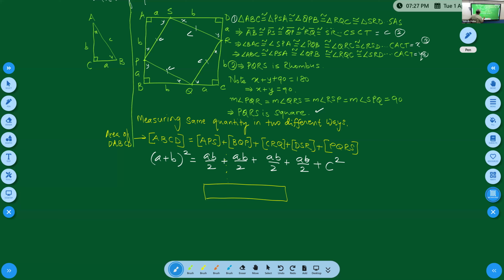Now, if we simplify this, then on the LHS it is A square plus twice AB plus B square, and on the RHS it is half times 4, which is 2 times AB, plus C square. We will observe that the 2AB in the LHS and the 2AB in the RHS get cancelled, and we get A square plus B square is equal to C square. This is the identity that we get using this simple technique of area and congruency, which is the Pythagoras theorem.